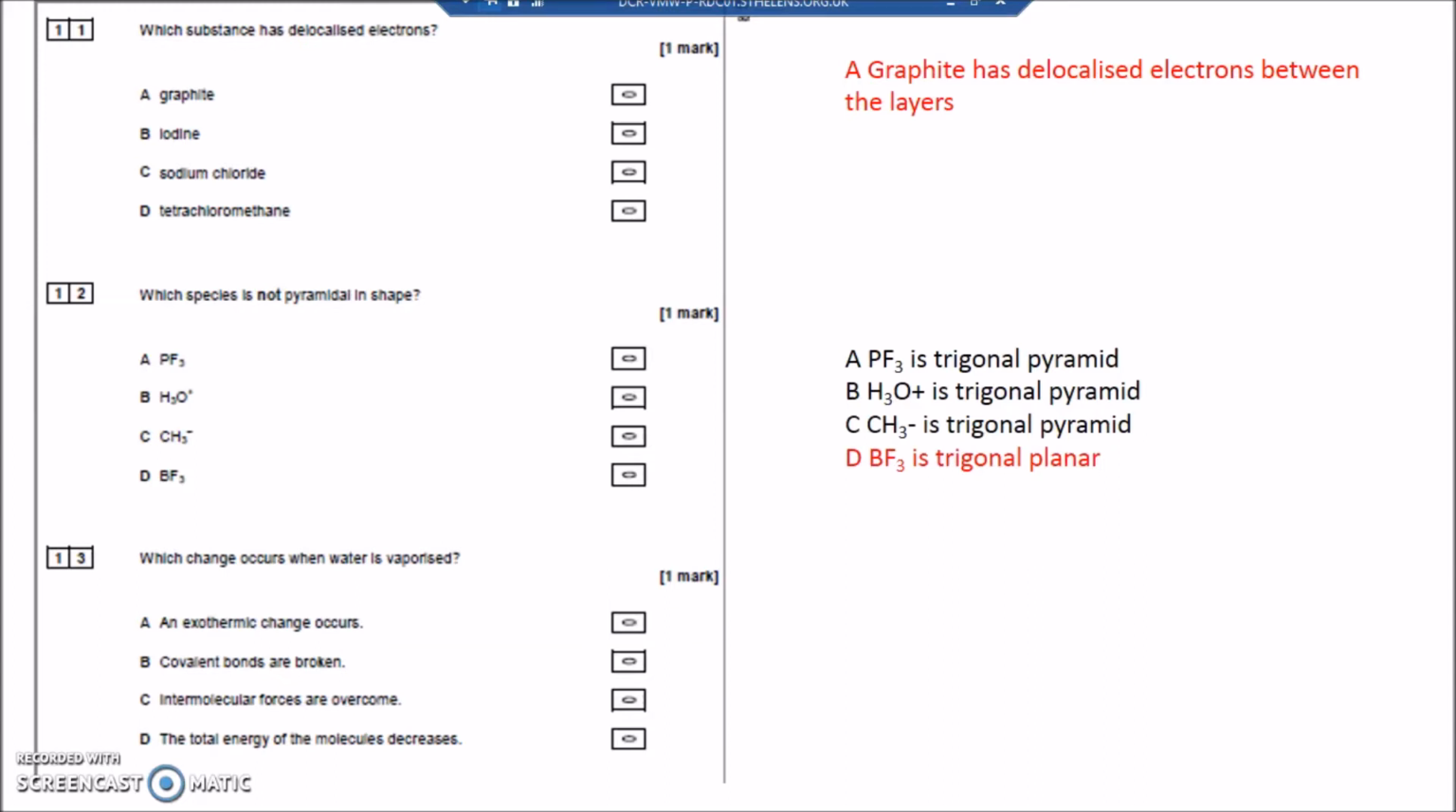Whereas BF3, boron's in group 3, 3 electrons in its outer shell, 3 bonding pairs with the 3 Fs. It's going to be trigonal planar with a bond angle of 120. Which change occurs when water is vaporized? Intermolecular forces are overcome. That's what happens when something changes state. You break the intermolecular bonds between the particles.